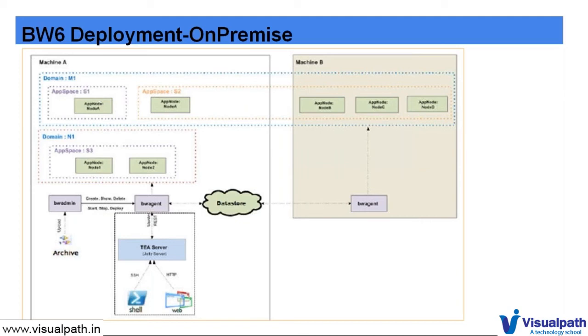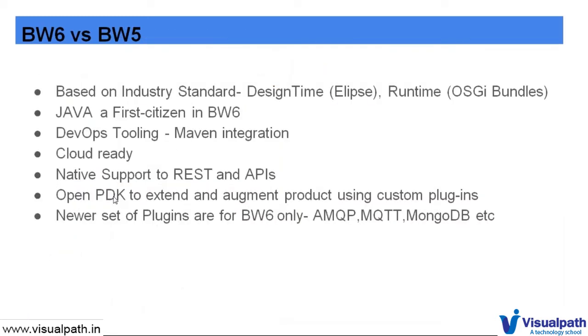So in this other domain, the M1, you have the domain spanning two machines, and it has two app spaces. So basically, the app space S1 is limited to machine A, but the app space S2 is spanning two machines, that is A and B. So in this app space S2, we have app node A on machine A and the other app node on machine B. So this is a form of distributed architecture that we can perform in the TEA on-premise environment, and this is something that we'll also look at when we go to the actual deployment portion.